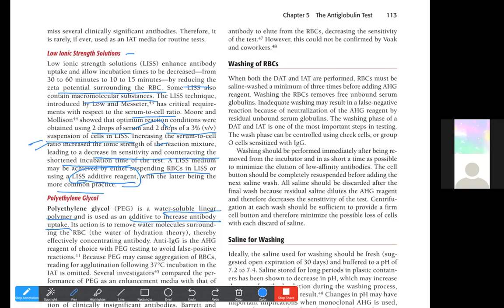In this case, we add 2 drops of serum to an RBC suspension in LISS, then we need to add 2 drops of serum to 2 drops of cells in cell suspension. Otherwise, we can add LISS as an additive reagent, and in that case also we need to add 2 drops of this.